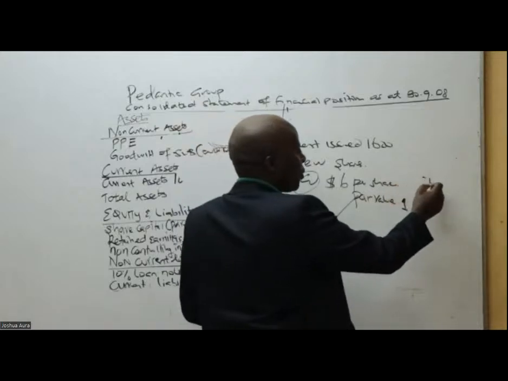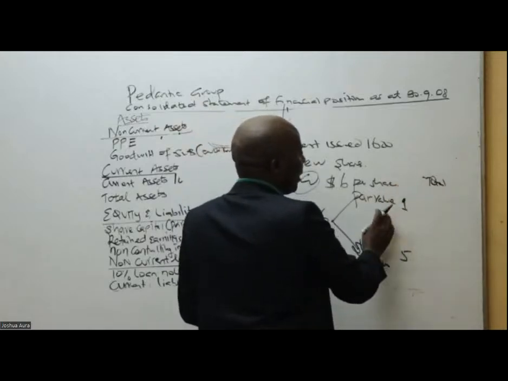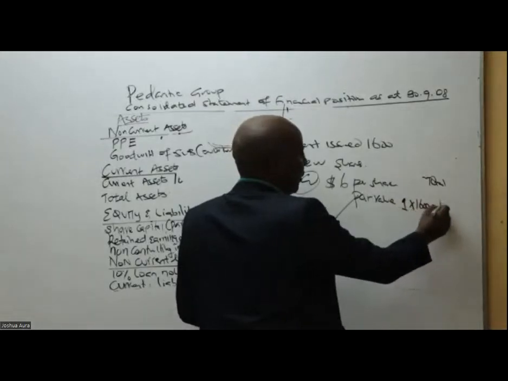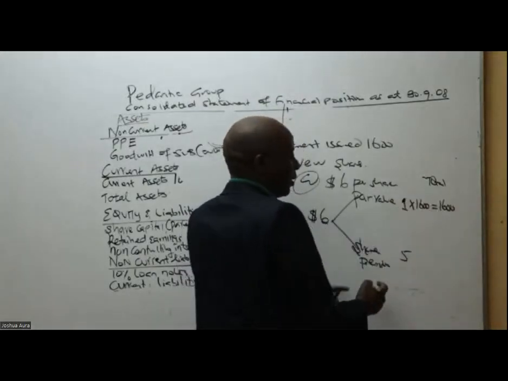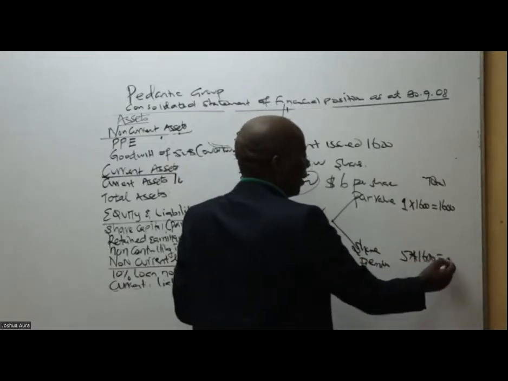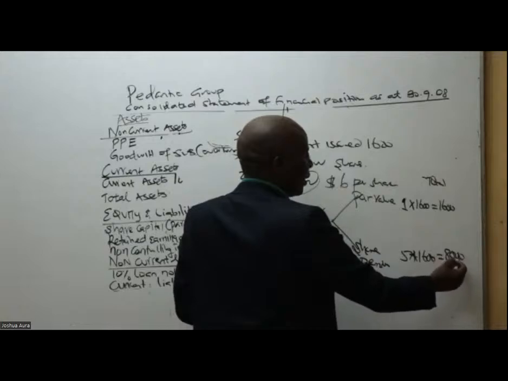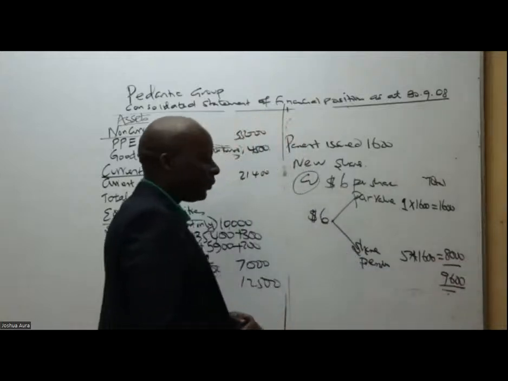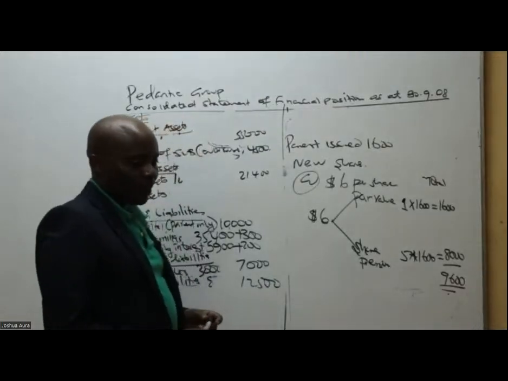So then do me a favor. Please come and give me totals here. I know the par value is 1. So for 1,600 shares, it will be 1,600. 5 premium per share times 1,600. It will be what here, somebody? Is it 8,000? Yes. For us to get 9,600, this figure.